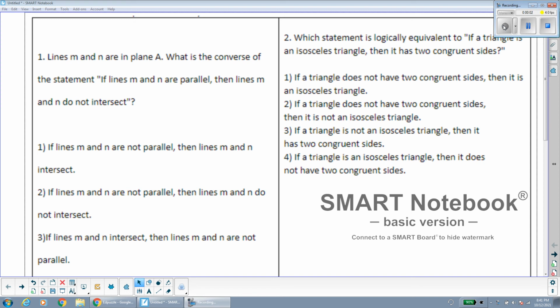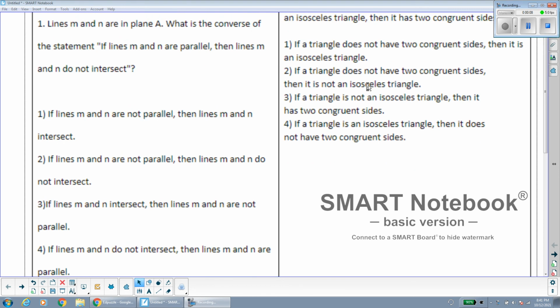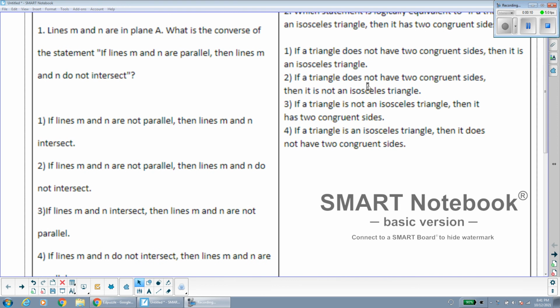Everybody. Today we're going to go through the test questions from test number 1. So we're going to start off with number 1. It says lines M and N are in plane A, and we need to find which answer choice is the converse of the statement that they give us.